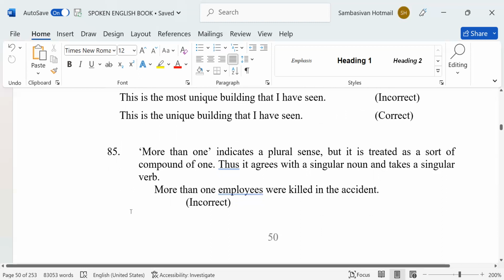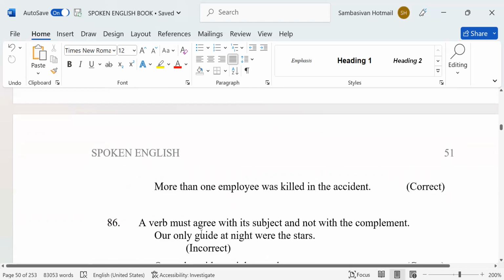Continue. 85. More than one indicates a plural sense, but it is treated as a sort of compound of one. Thus, it agrees with a singular noun and takes a singular verb. More than one employees were killed in the accident. Incorrect.